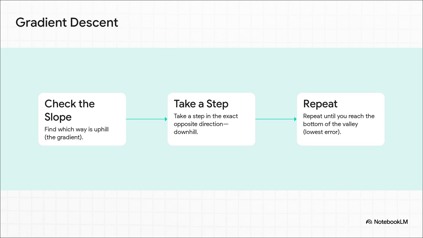And this analogy explains it perfectly. Imagine you're standing on the side of a massive valley, but it's completely filled with fog. You can't see the bottom, but you know that's where you need to go. That's the point of lowest error. So what do you do? Well, first you feel around with your foot, right? You check the slope right where you are to figure out which way is uphill. Then you take a confident step in the exact opposite direction, downhill. And you just do that again and again and again until you find yourself at the very bottom of the valley.